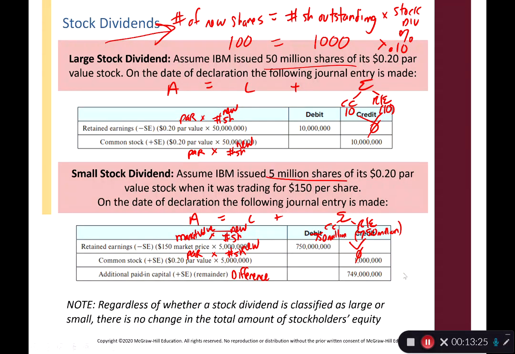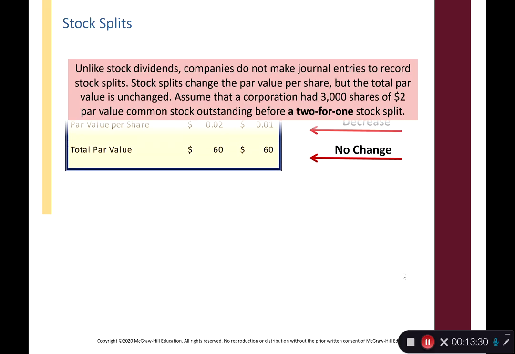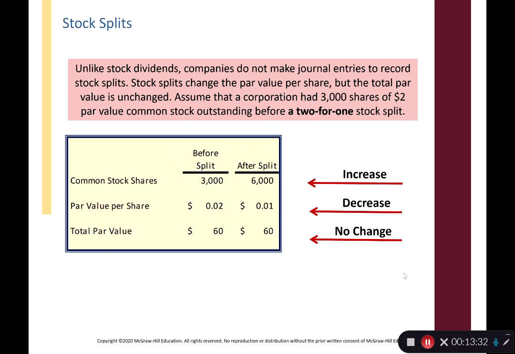A company can also affect the number of shares that they have outstanding as well as the stock price by doing a stock split. The main difference is with a stock split, there's no journal entry. So no journal entry is recorded for a stock split. Instead, what happens is the number of shares and the par value both change. So in this case, we're doing a 2-for-1 split.